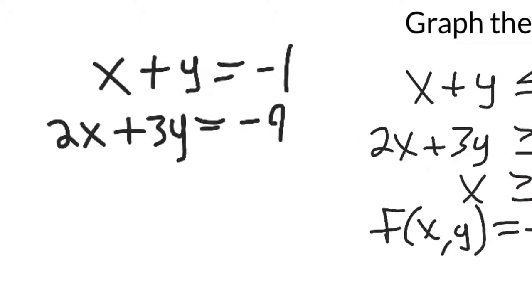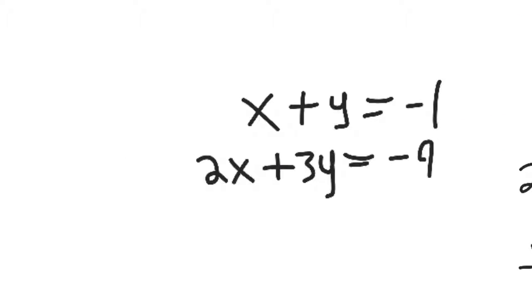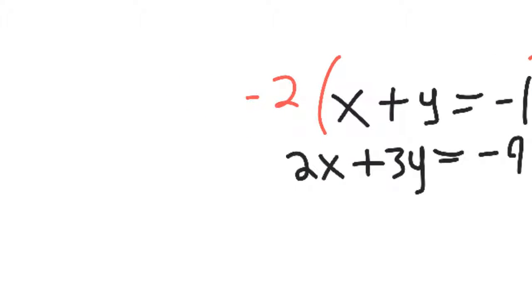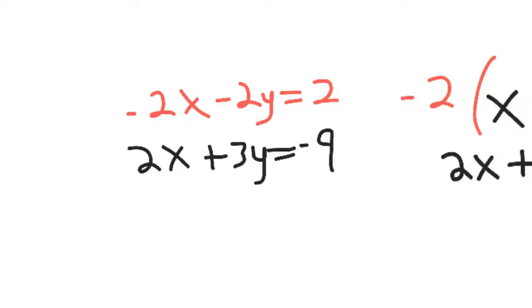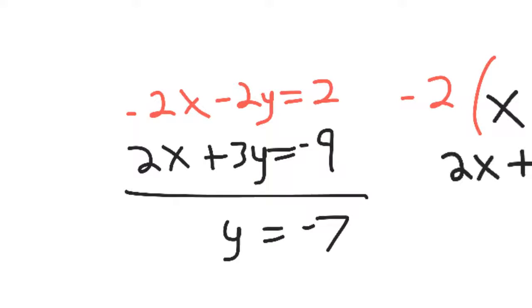To find out where those two guys intersect each other, we can solve it with the elimination method. I'm going to multiply the whole top by -2. That way I'll have a -2x over a positive 2x, and I can just add the top line to the bottom line to make them cancel out. So now you can add them together, and those cancel out. -2y plus 3y makes 1y, and you get 2 plus -9, that makes -7.